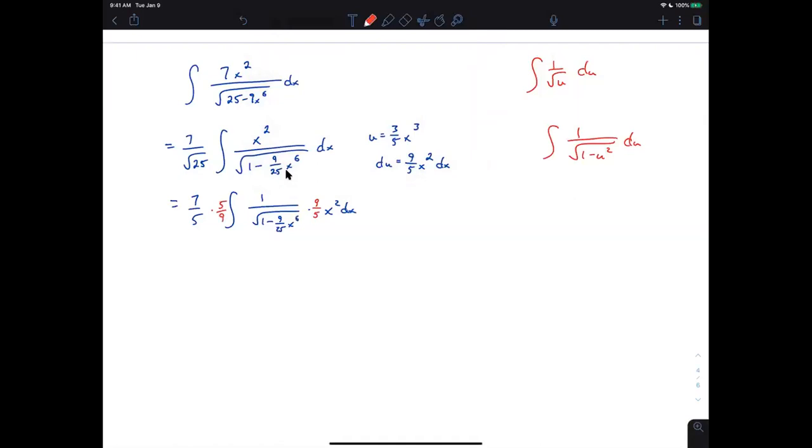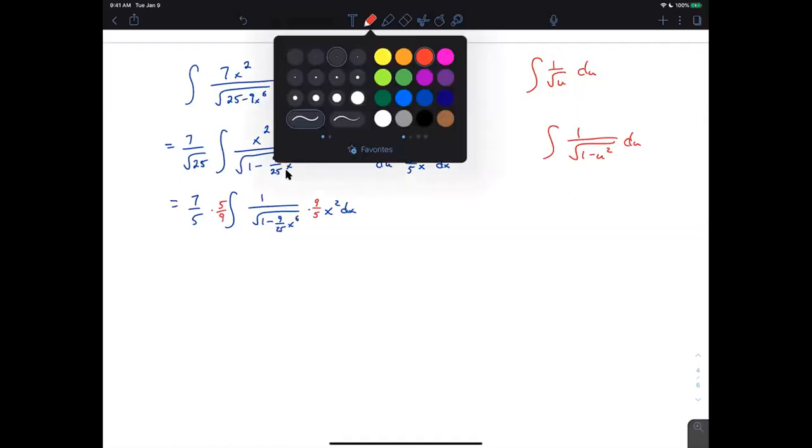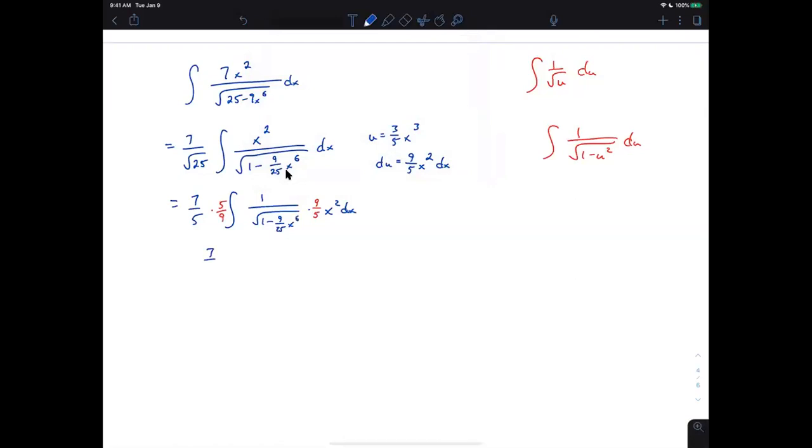All right. And so now we've got 7/9 because those 5's cancel. Integral 1 over the square root of 1 minus u squared du. The antiderivative of that is inverse sine or arc sine of u plus c. And so then we get 7/9 inverse sine of 3x to the third over 5 plus c, and that's the answer.